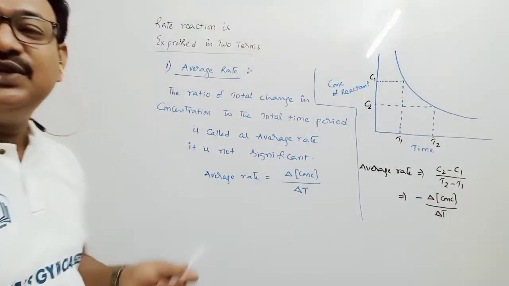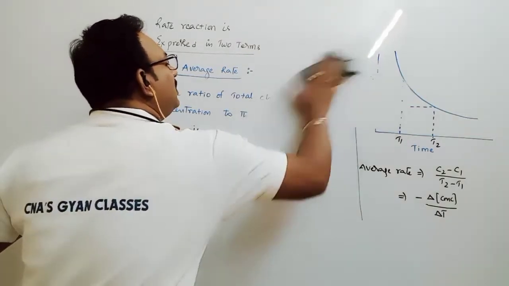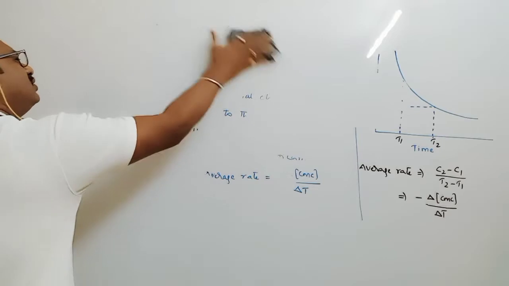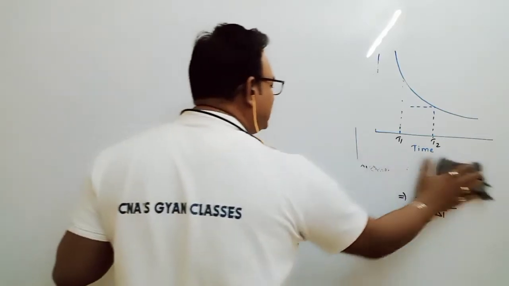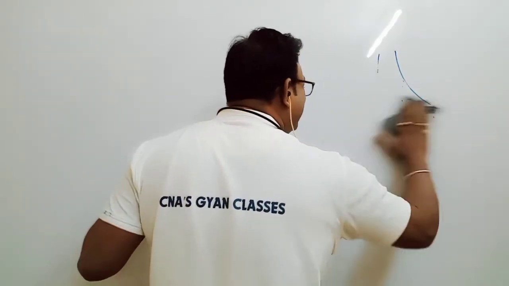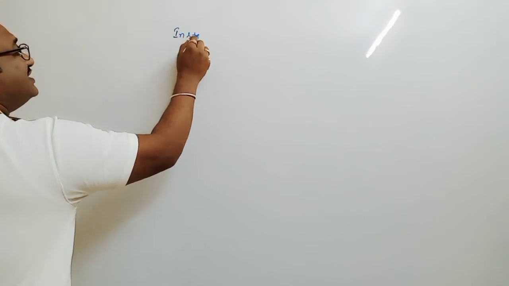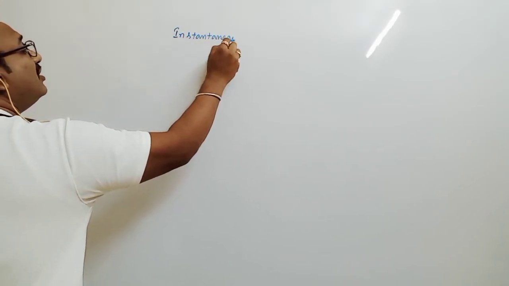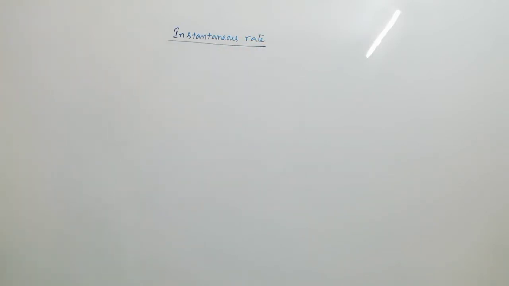Okay. Next, now if you go through the second one, instantaneous rate. So, understand, rate of reaction is generally expressed in two terms. One is average rate, the other one is instantaneous rate. Instantaneous. What does it mean? At that instant of time, at a particular time period, at a particular second, or at a particular point of time, that is called as instantaneous rate.